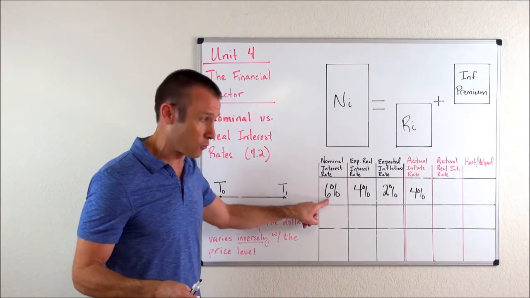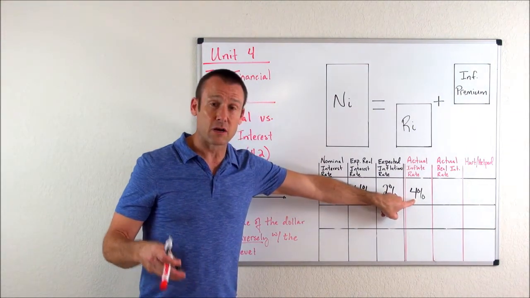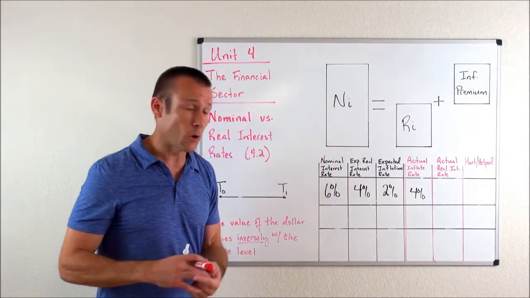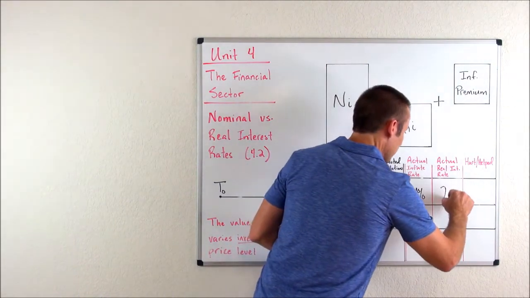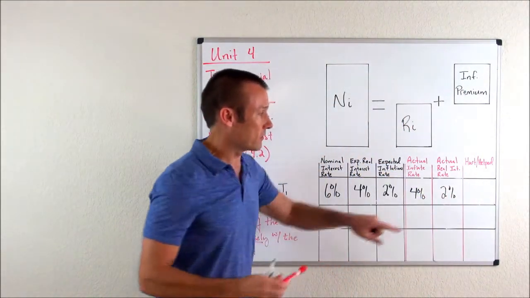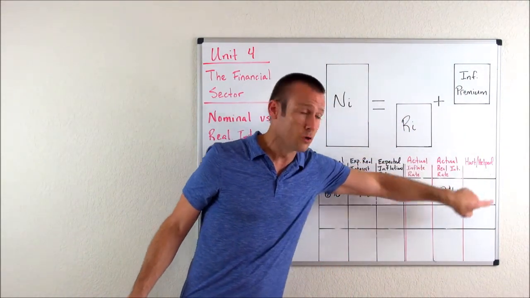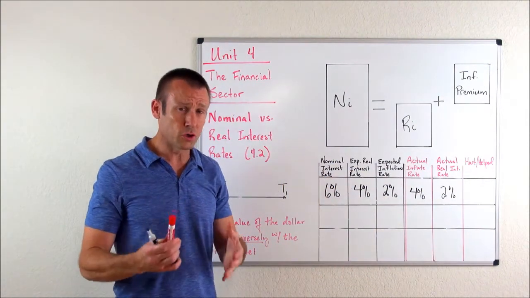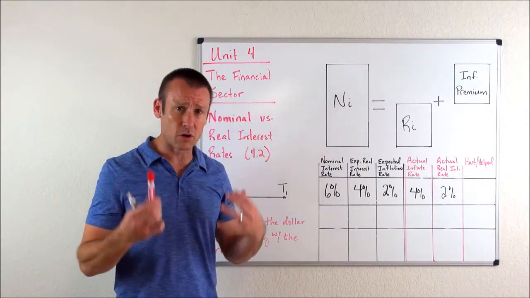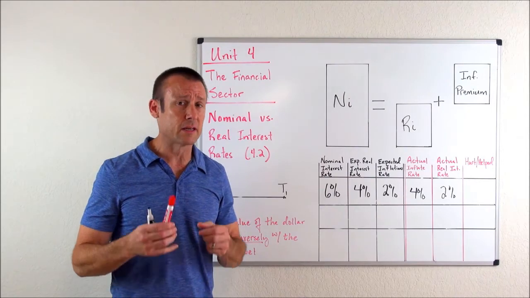The value of those dollars goes down by 4%. So they get 6% more dollars, and the value of each of those dollars goes down by 4%. They can only buy 2% more goods and services. We get to this last column right here. Who's hurt, who's helped? Who's hurt by this? The lender. The lender was hurt by this unanticipated inflation.